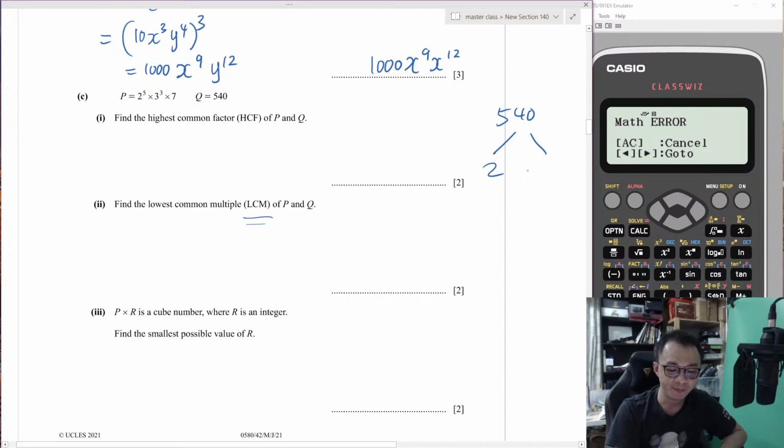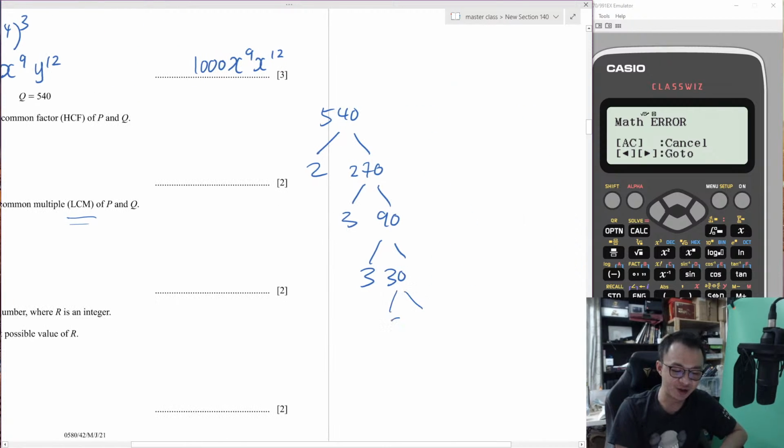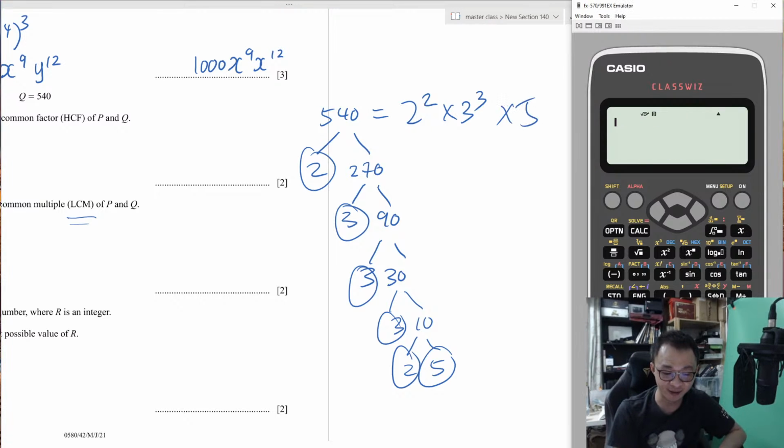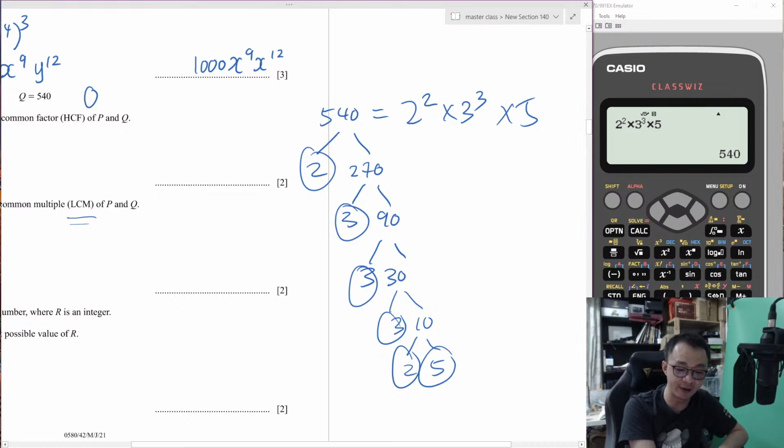So I divide 2. This is 270. I divide 3. This is 90. I divide 3 again. This is 30. Then I divide 3 again. This is 10. I divide 2 again. This is 5. So how many 2s? 1, 2. 2 power of 2. How many 3s? 1, 2, 3. 3 power of 3. How many 5s? 1. And I'll use a calculator to double check. 2 power of 2 multiply 3 power of 3 multiply 5. Is it equal to 540? Yes, it's equal to 540. So my Q right now is 2 squared times 3 cubed times 5.